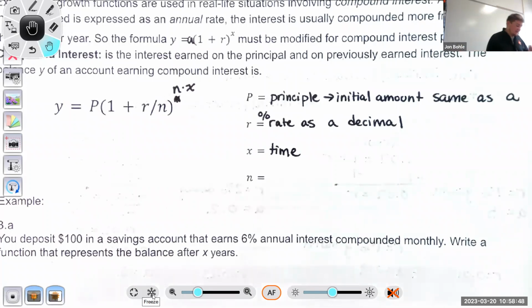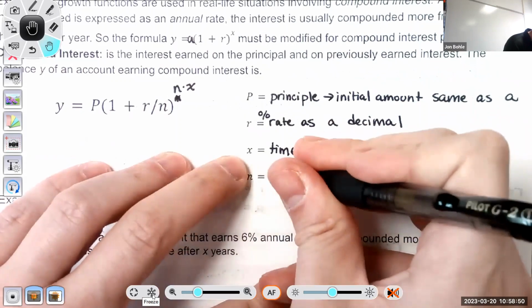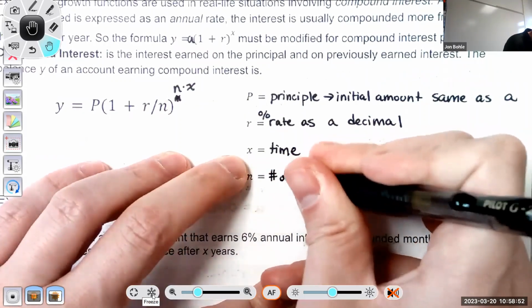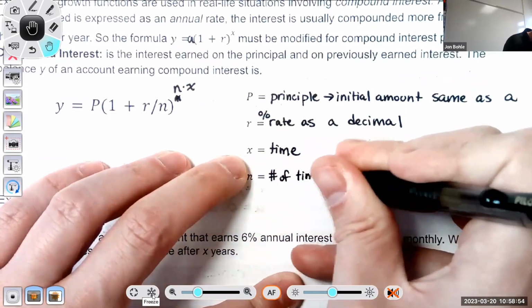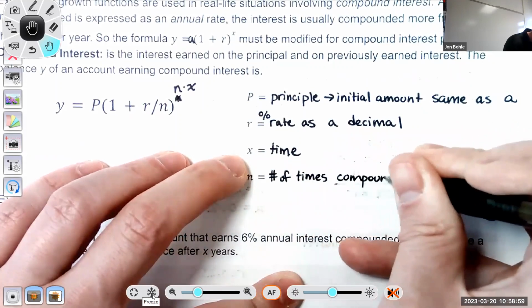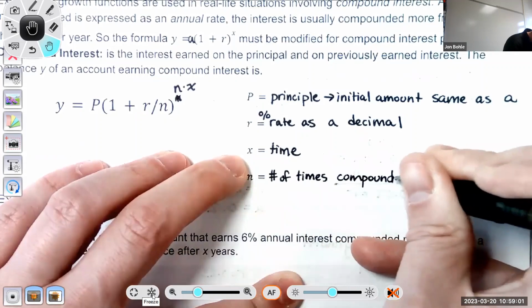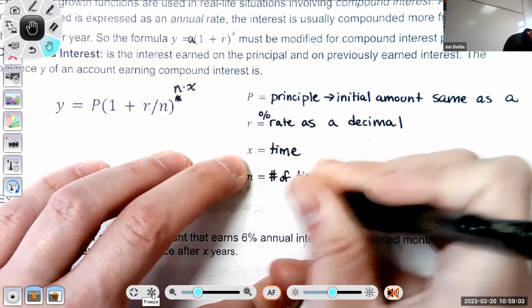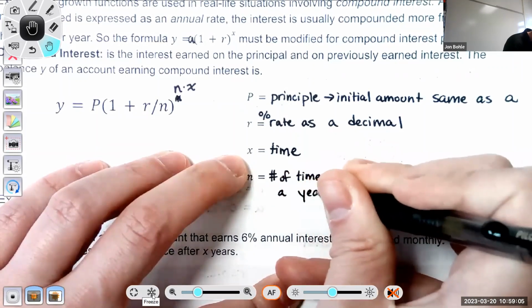And then N, this is the weird one or the new one. Number of times compounded in a year.